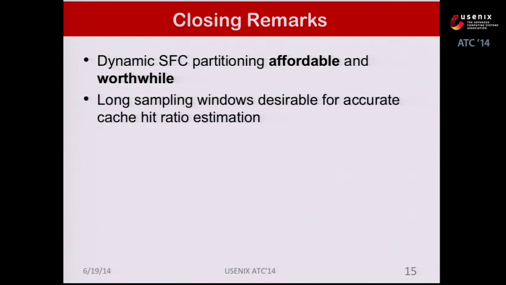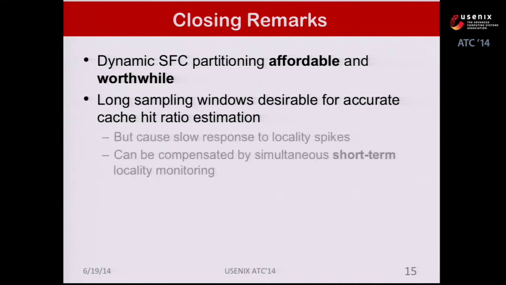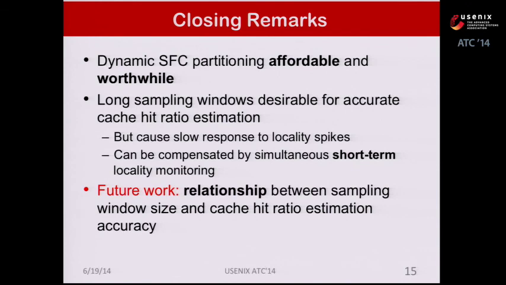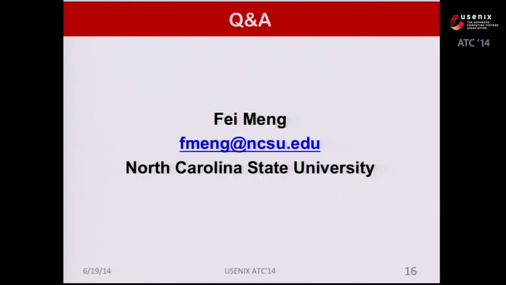Secondly, a long sampling window is desirable for accurate cache hit ratio estimation, but causes slower response. We remedy this problem with a newly introduced reuse intensity metric, which complements hit ratio estimation with short-term locality monitoring. One future work we want to finish is the relationship between sampling window size and hit ratio estimation. This concludes my presentation. I would be happy to take any questions.